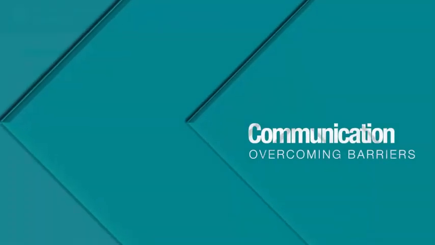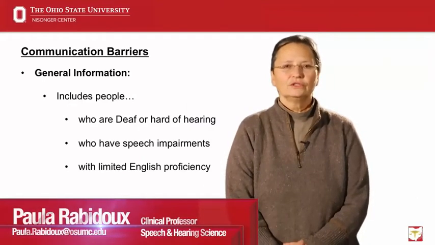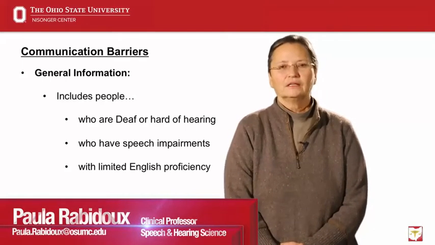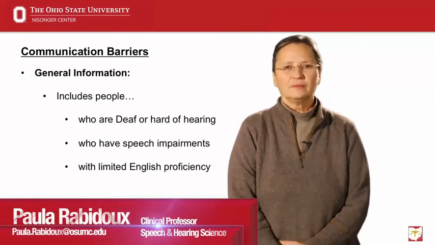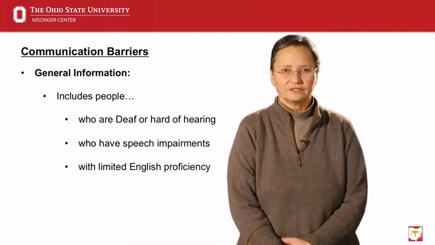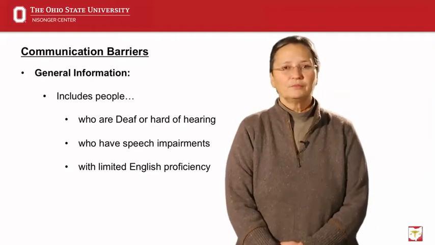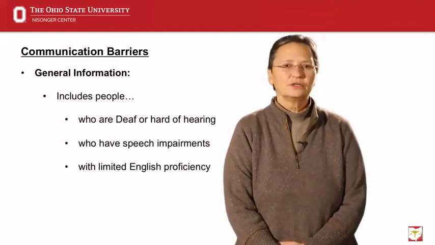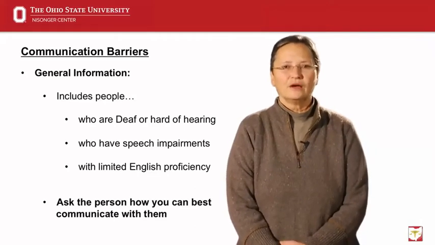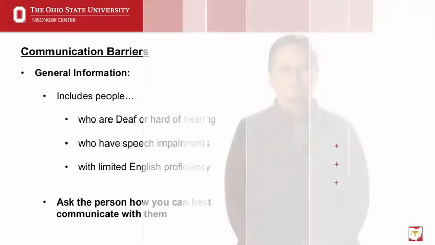People with communication barriers can range from those who are deaf or hard of hearing to those who have speech impairments to people with limited English proficiency. Likewise, individuals with the same type of communication barrier can have very different communication abilities and preferences. For example, while one person who is hard of hearing may be proficient at reading lips, another person may not be able to read lips at all. It is important to ask the person how you can best communicate with them, keeping the following things in mind.